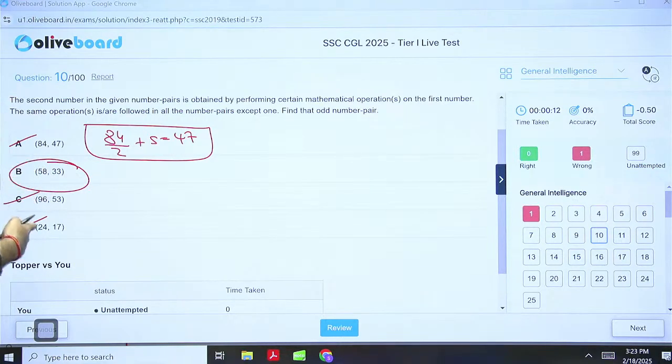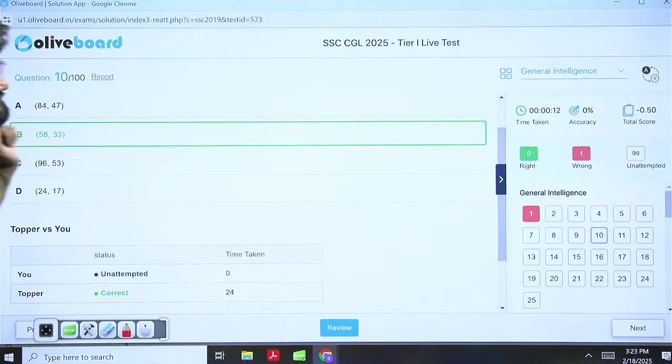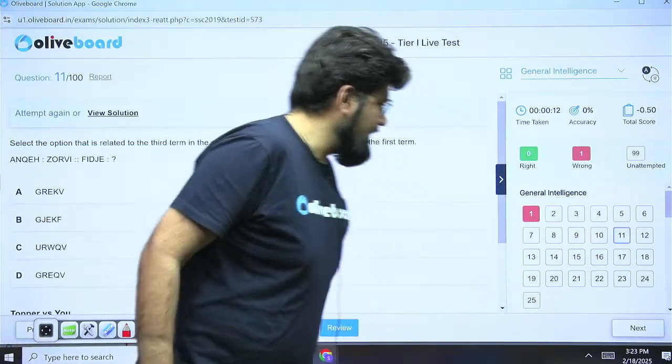This one is not following, because half of 58 plus 5 should have been 34. 29 plus 5 is 34. So this is not your correct answer. Option B becomes your correct choice. Next, question number 11.